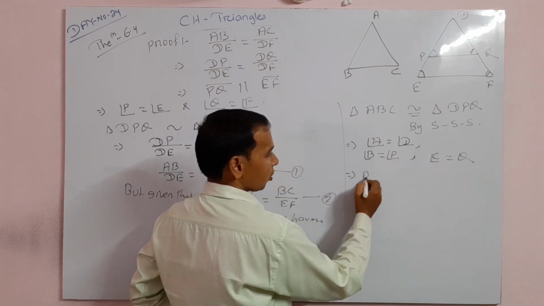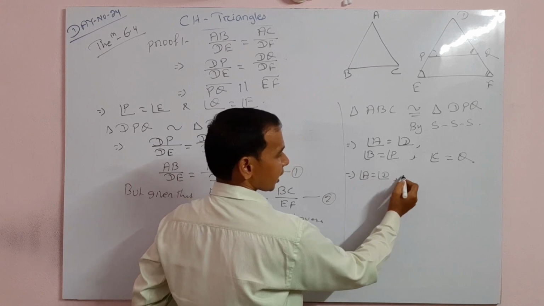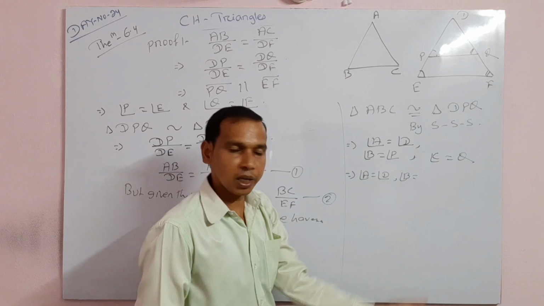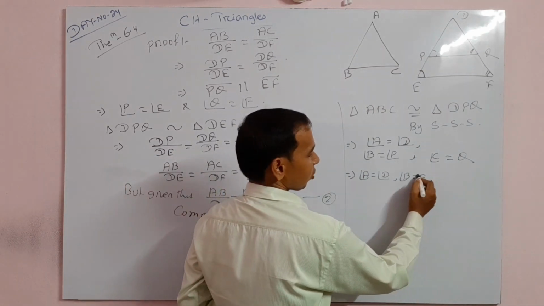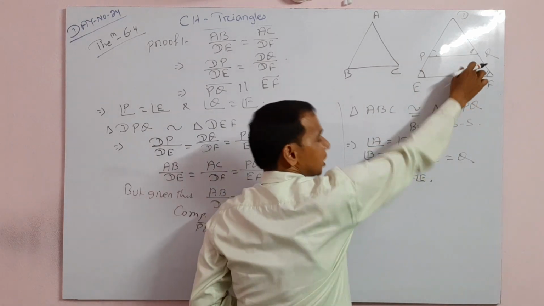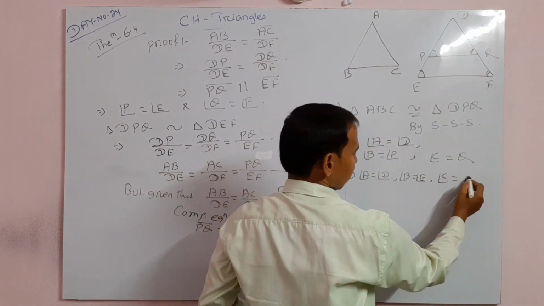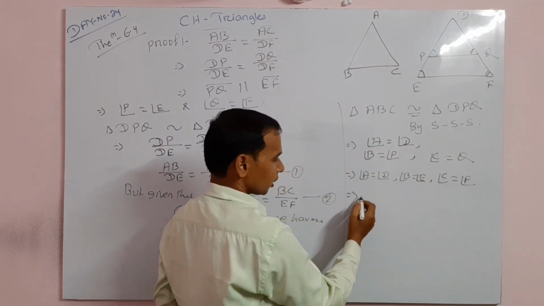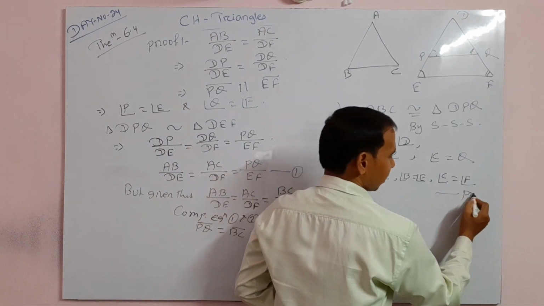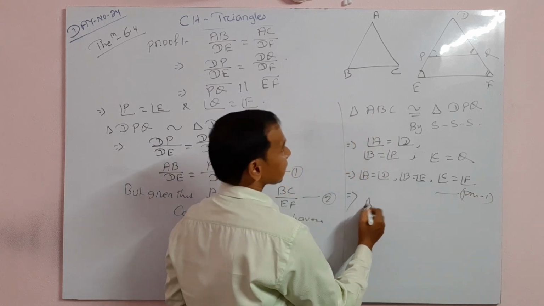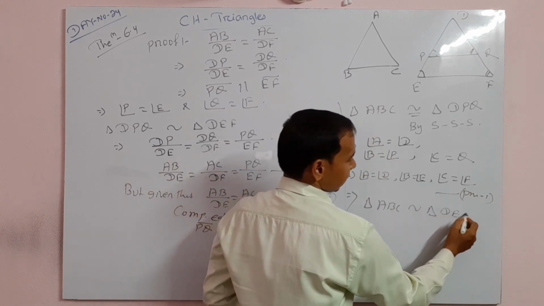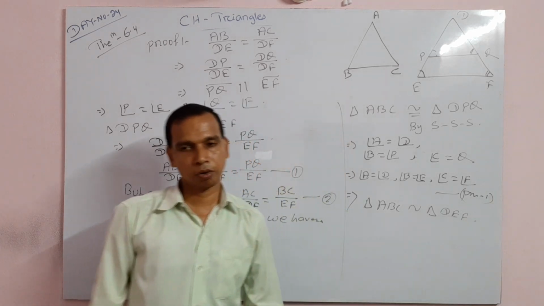Now angle A equal to angle D, angle B equal to, look, angle P is equal to angle E, you already proved this. So angle B equals angle E, and angle C equals angle Q, but Q is equal to F. Hence your respective angles are equal, and you get it proved: triangle ABC is similar to DEF. Understand this? Okay, thank you.